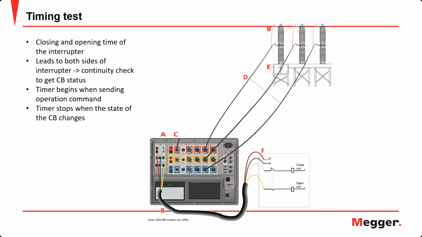This is done usually by the use of a circuit breaker analyzer. First, the timing leads are connected to both sides of the breaker to continuously monitor it. And another set of leads is connected to the close coil and trip coil to control the breaker. So once we give an open command, for example, for opening time test, the built-in timer in this kit starts, and when the status of the circuit breaker changes, this timer will stop, giving us the result.